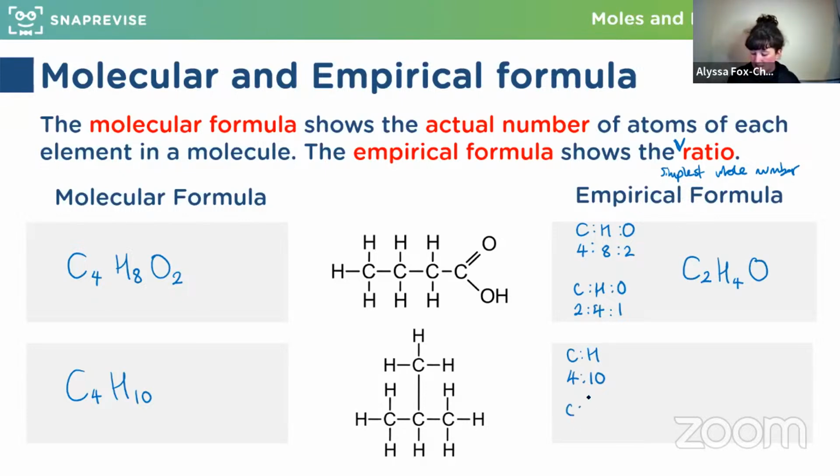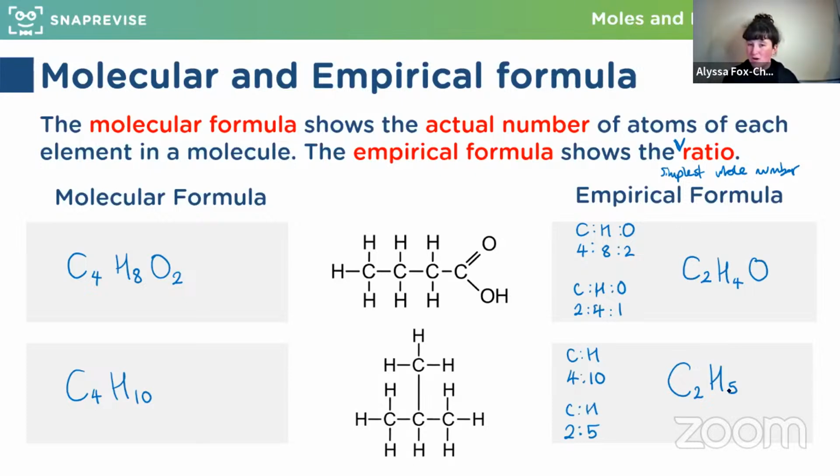And again, I can see nice and easily the ratio. I can just halve both of them to get a ratio of 2 to 5. I can't go any smaller than that. If I went any smaller than that, it'd be 1 carbon to every 2.5 hydrogens, and that's not a whole number ratio. So that's not my empirical formula, because empirical formula shows a whole number ratio. So C2H5 for my formula.